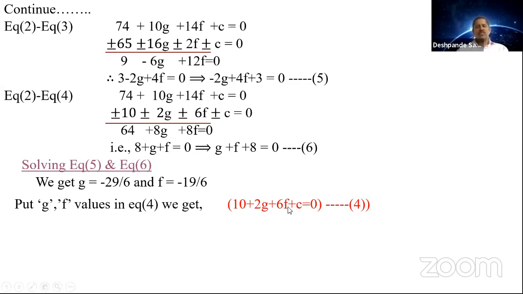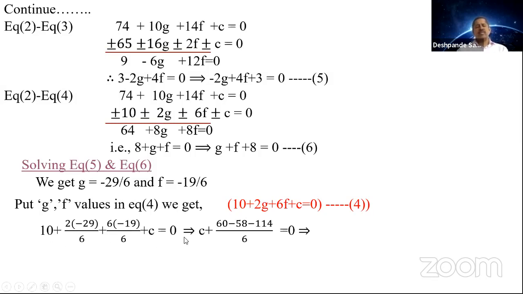So 10 plus 2G plus 6F plus C is equal to 0. So what is it you can write? 10 plus 2 into G value, which is minus 29 by 6, F value is minus 19 by 6, plus C is equal to 0. So bring the C to one side. You can take the LCM of these here. So the LCM is 6 here.